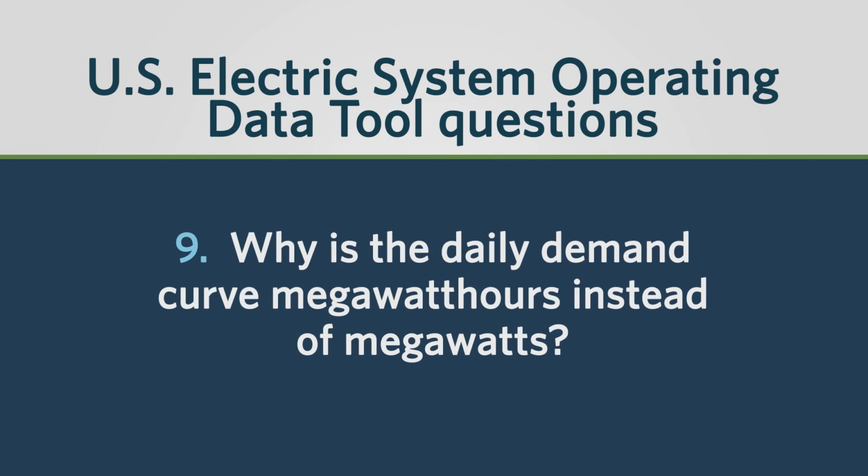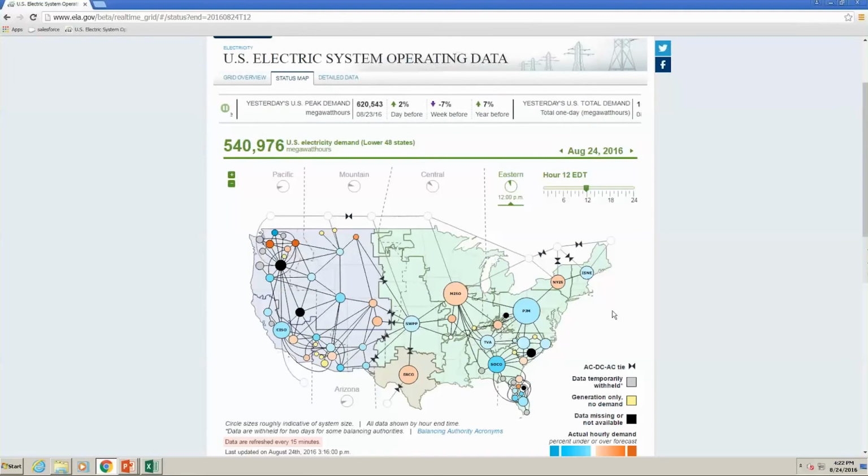Why is the daily demand curve megawatt hours instead of megawatts? One can get into a philosophical discussion about whether it's megawatts or megawatt hours. The reality is that for an hour, the two units are identical to each other. We've had suggestions that we should change this or that, but I think most people understand what we're talking about.